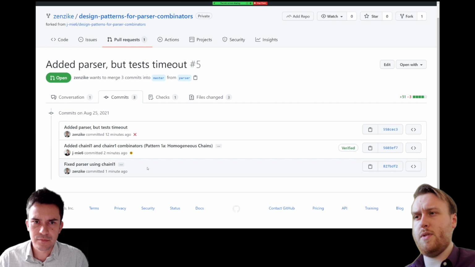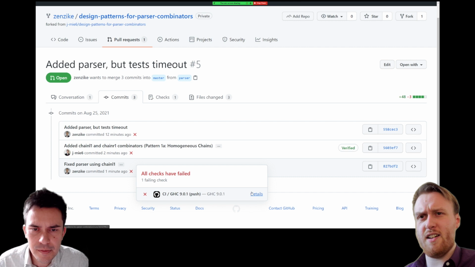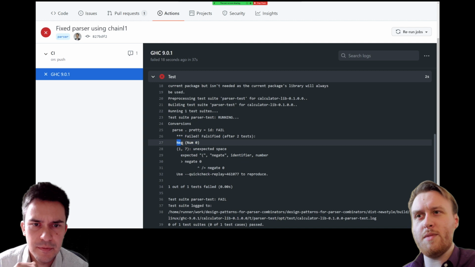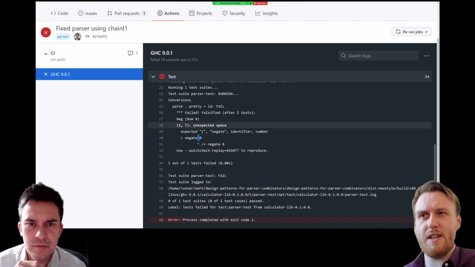Okay, so it looks like it's failed the CI still. Let's have a look. That's surprising. What's happened there? Oh, right. So we've got an AST here, negative num zero. It looks like the parser has failed when it tried to read a space. Yeah, unexpected space. Have you handled white space at all in the grammar?